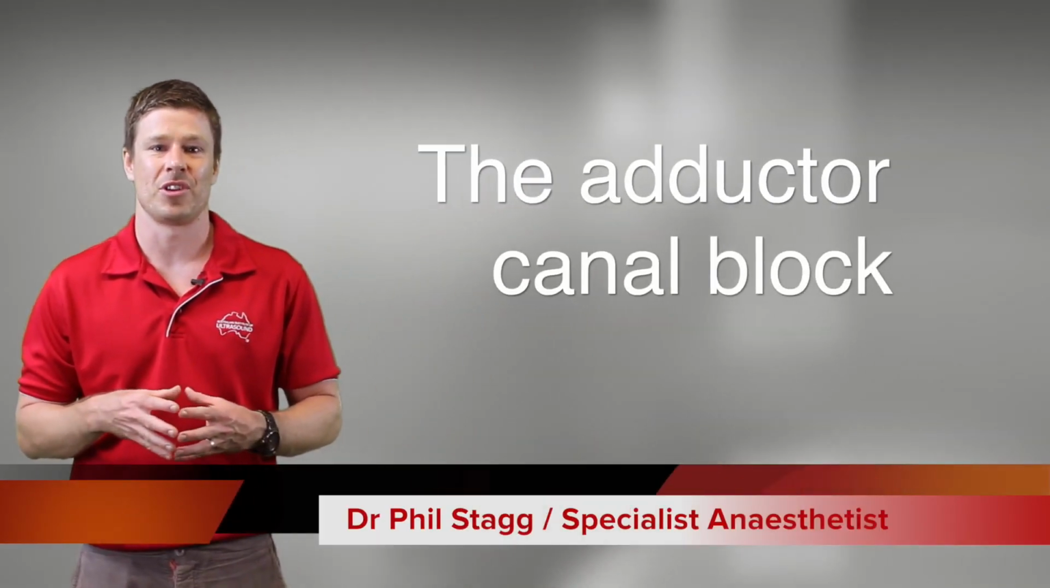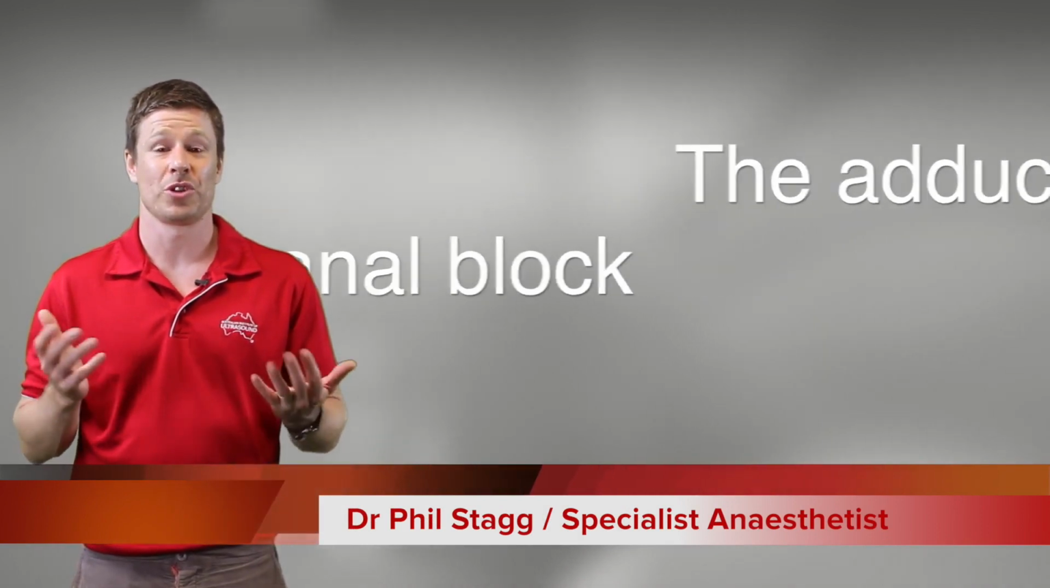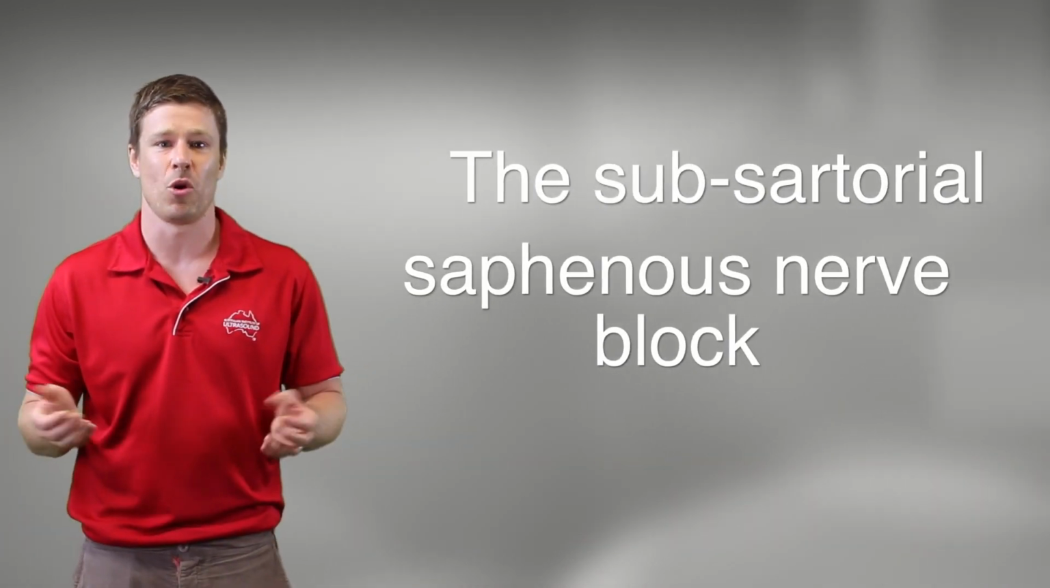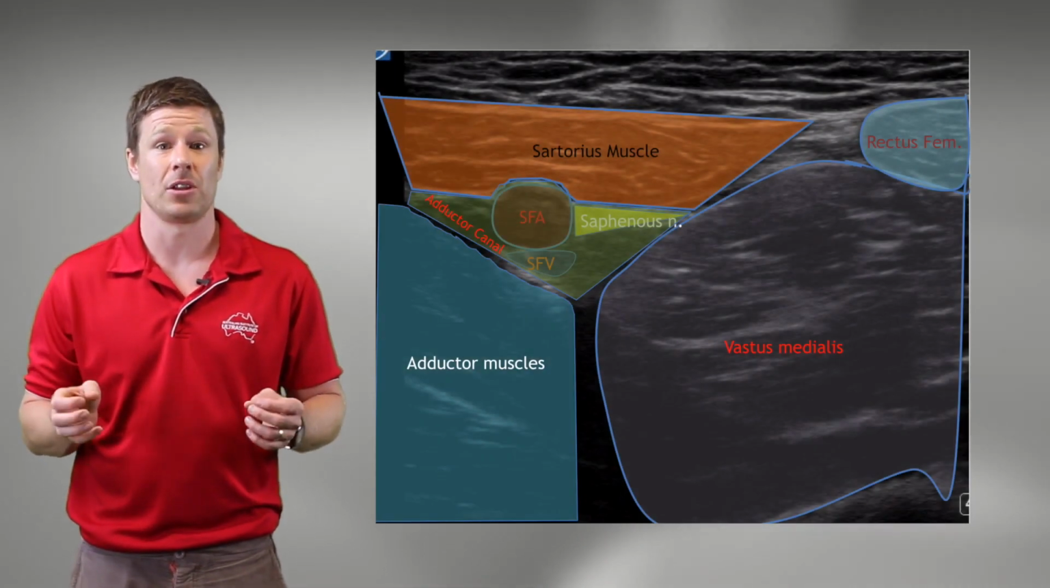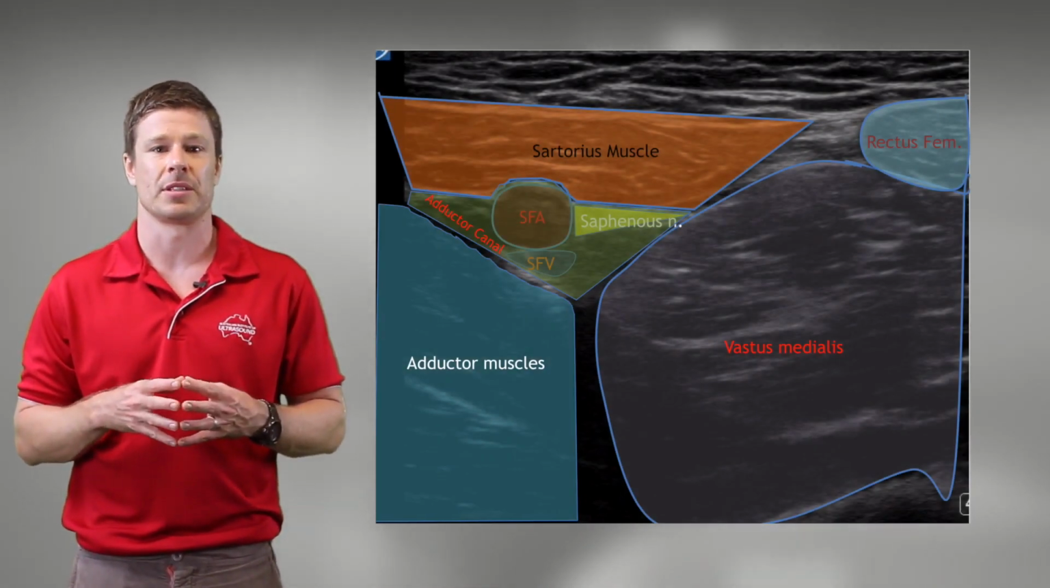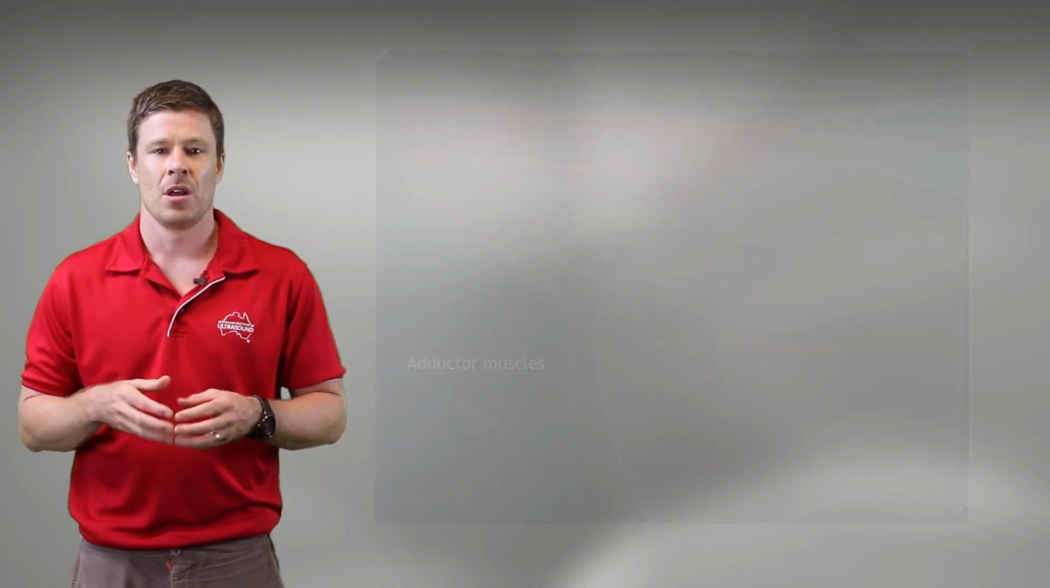Today I'm going to demonstrate the adductor canal block. This block is also known as the sub-sartorial saphenous nerve block, and it is a field block utilised essentially to block the saphenous nerve as it lies under the boat-shaped sartorius muscle in the adductor canal.